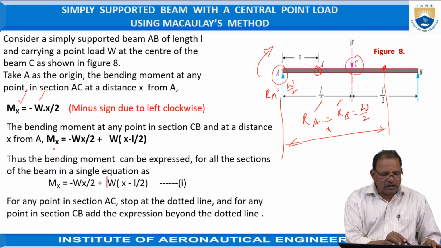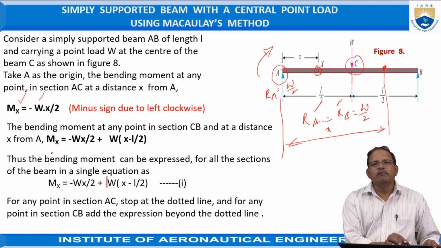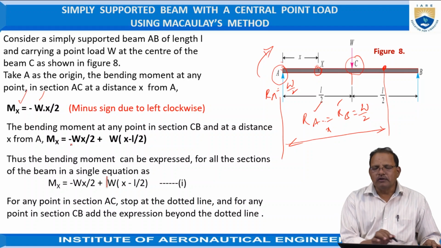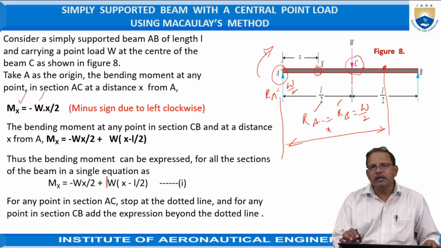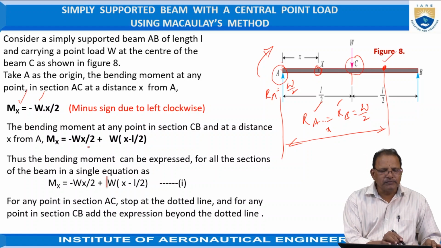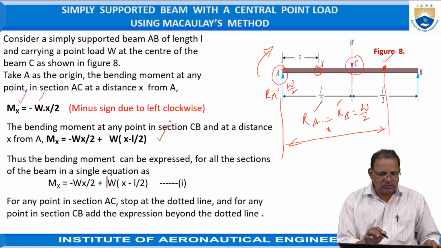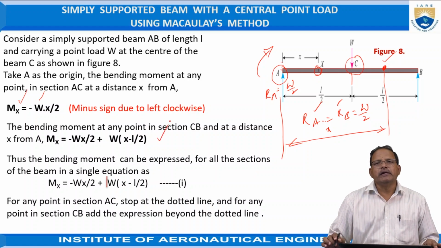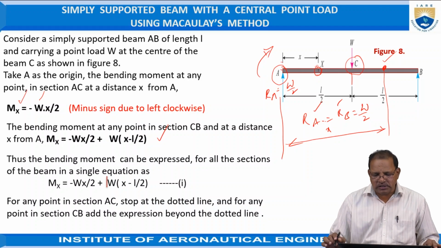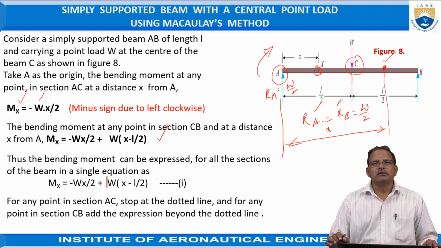Hence, the modified equation for the bending moment at a point x, when x lies between B and C according to this figure, is given by Mx = -(1/2)Wx + W(x - L/2). Thus, the bending moment can be expressed for all the sections of the beam, which lie between A and B, or x equal to L.